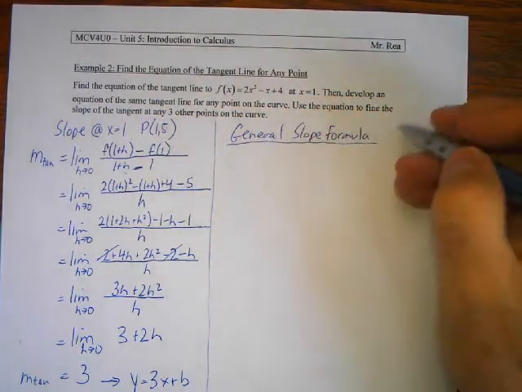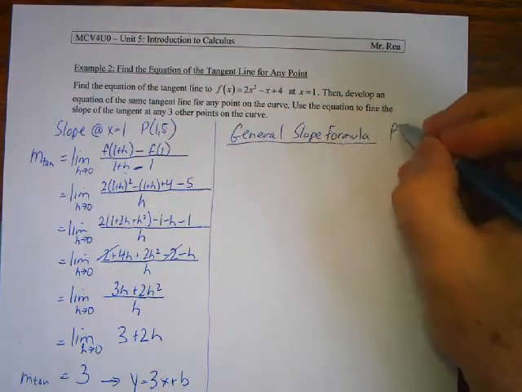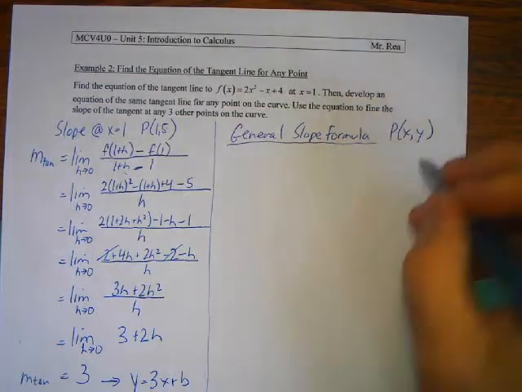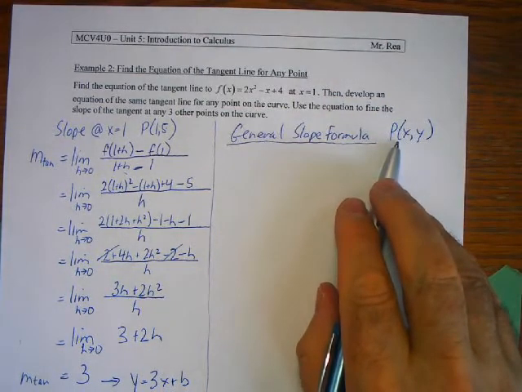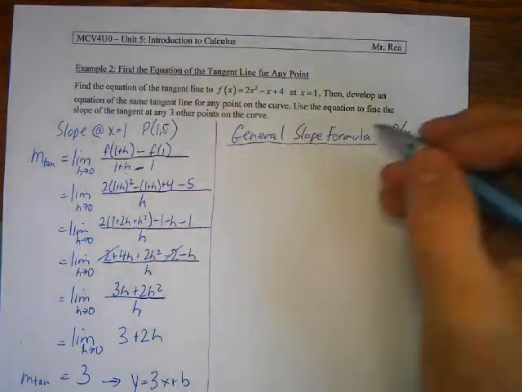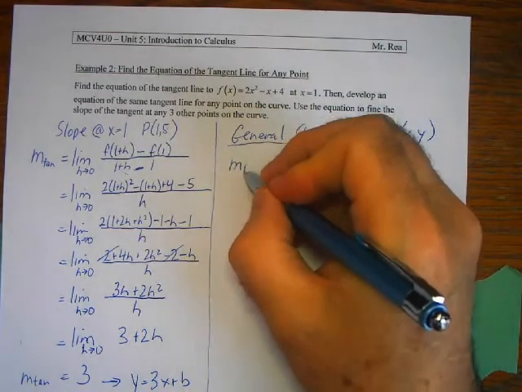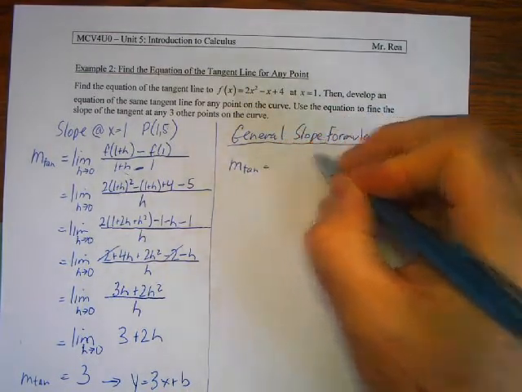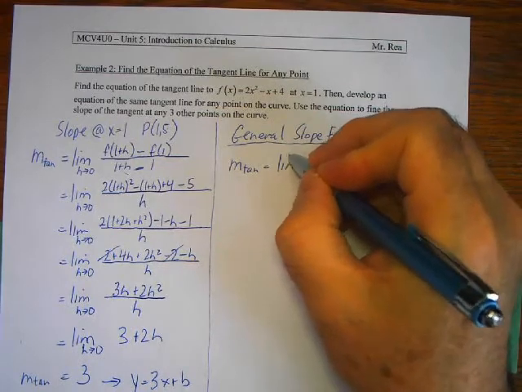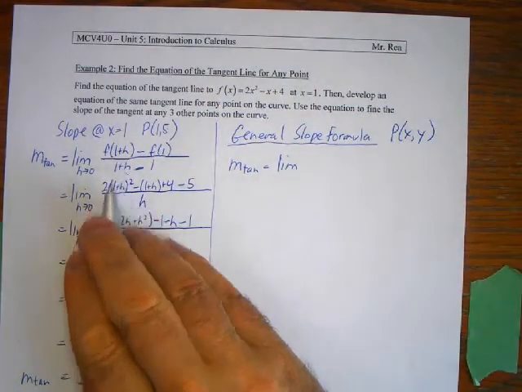So we don't actually know the x value, we're just going to call it x and y. So if we go back and do our m tangent, it's going to be the limit. I'm going to do the same thing I did over here. Limit as h approaches 0.